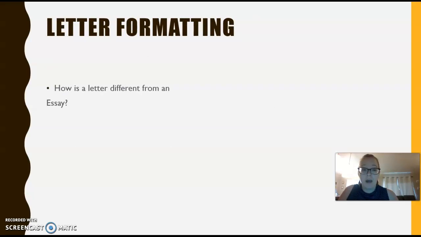All right. So when you think about a letter, how is it different from an essay? Think about that for a minute. The main differences are that in a letter you're writing to a specific person, and the formatting.